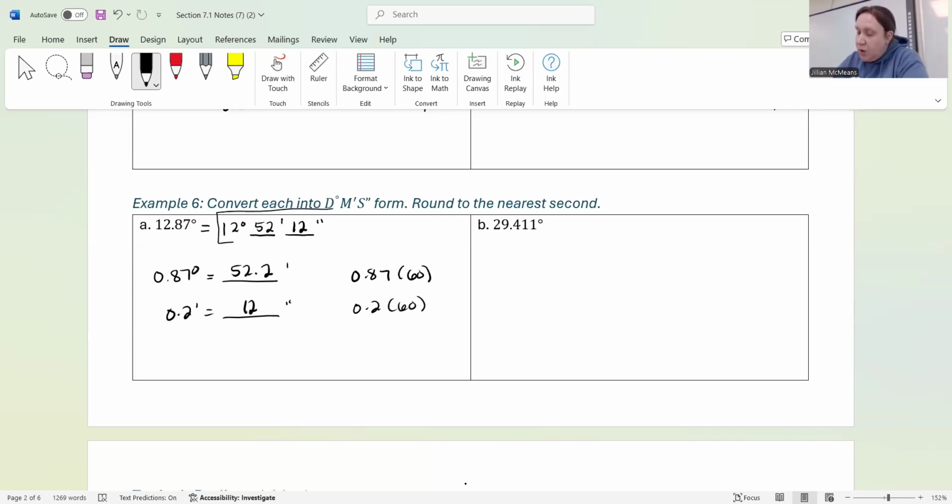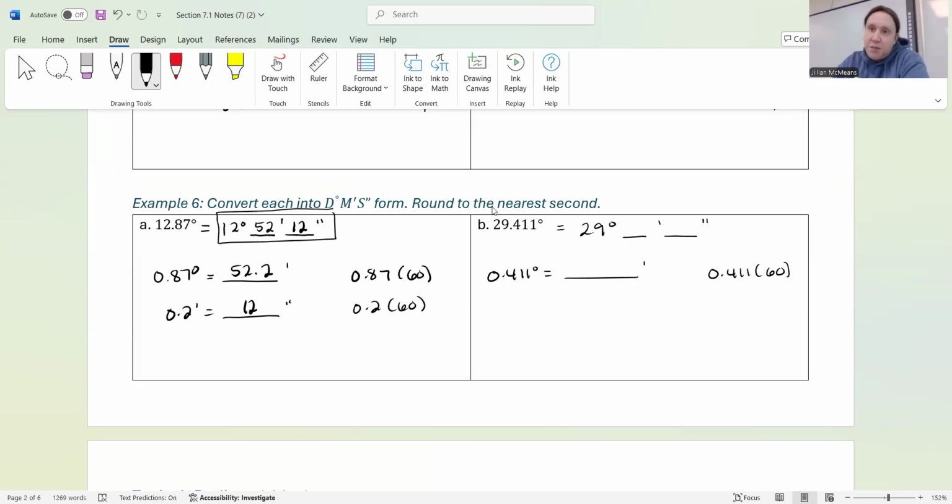Okay, let's do one more quickly just to make sure we're good. So we have 29.411 degrees. Well, the 29, that's going to be the full degrees that we have. The 0.411, we're going to convert to minutes and seconds. To do that, I just multiply by 60. For each degree, there's 60 minutes. So let's see how many of those minutes come up in 0.411 degrees.